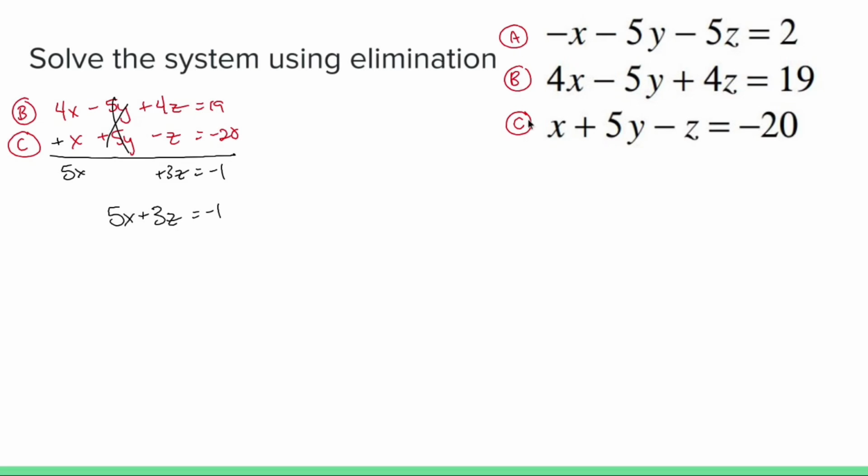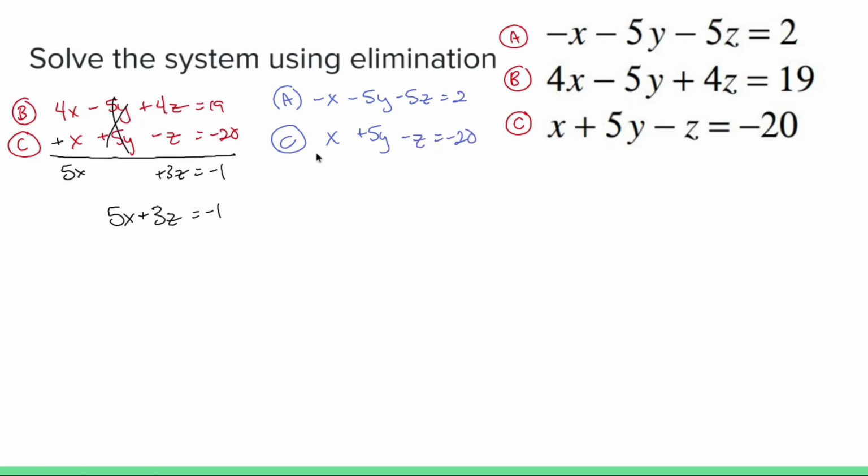Now that I have A, B, and C still there, and I was able to use this technique on B and C, why don't I use the same exact technique on A and C, and that'll allow my 5y's to cancel out again. So let's focus on A and write that out. Negative x minus 5y minus 5z equals 2. I want row C. Row C is x plus 5y minus z equals negative 20.